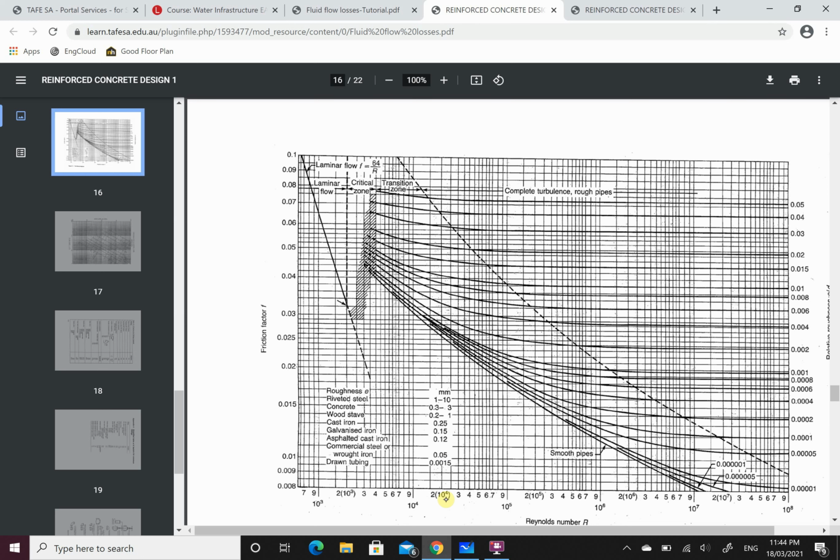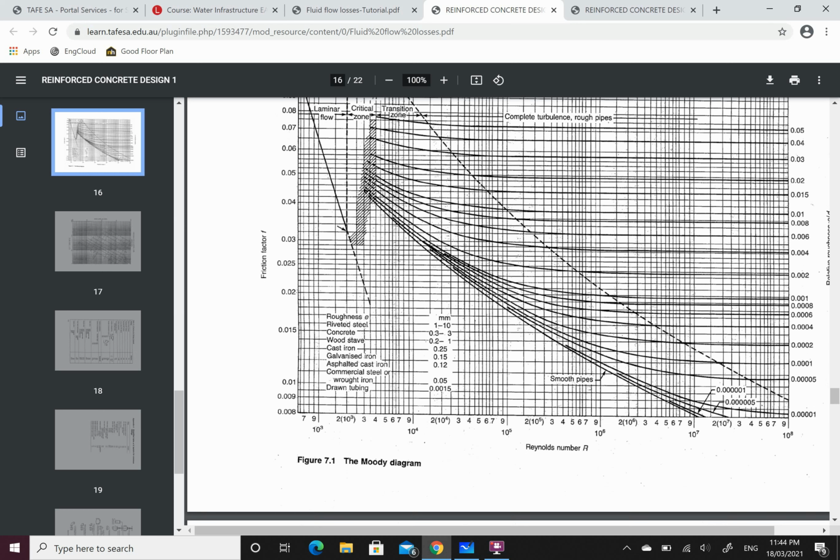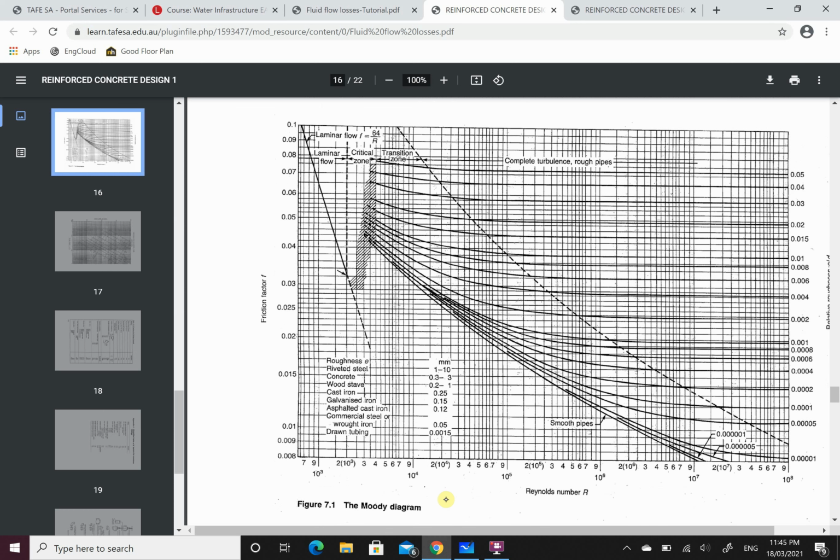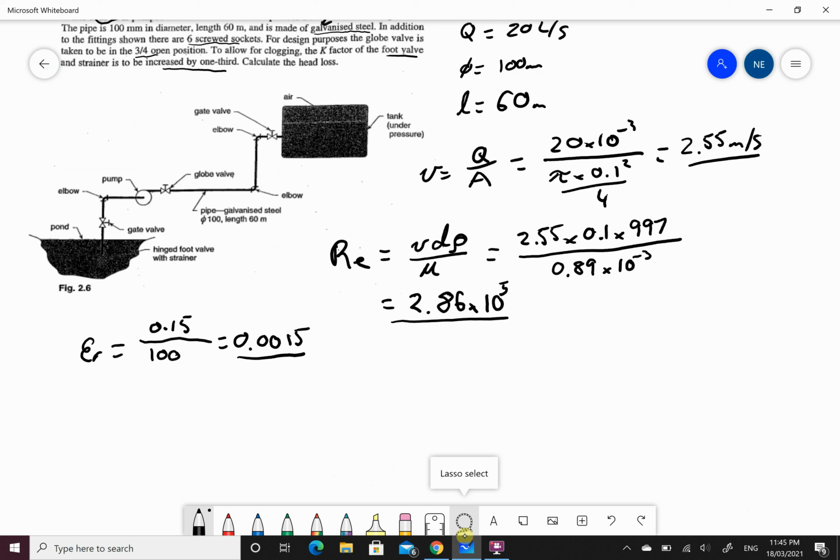So 2.86 sits in here somewhere. Alright, so we draw a line the whole way up. And then my relative roughness sits about halfway here. So follow through. Alright, wherever they meet, come straight across. And you'll find they meet about here somewhere. Come straight across, and what we're going to get is 0.0... So friction from Moody is equal to 0.0225. And that's from the Moody diagram.